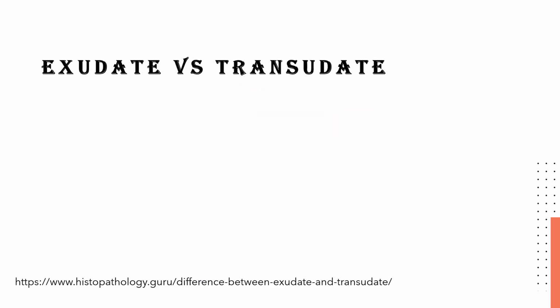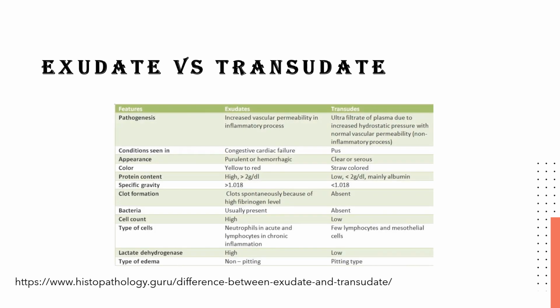To understand exudate and transudate better, let us look at this flow chart. So exudate occurs because of an increased vascular permeability like I have mentioned before, and transudate is only consisting of ultrafiltrate of plasma. This occurs because of increased hydrostatic pressure and there is normal vascular permeability. Exudate is seen in conditions like congestive cardiac failure and transudate is seen in conditions like pus.